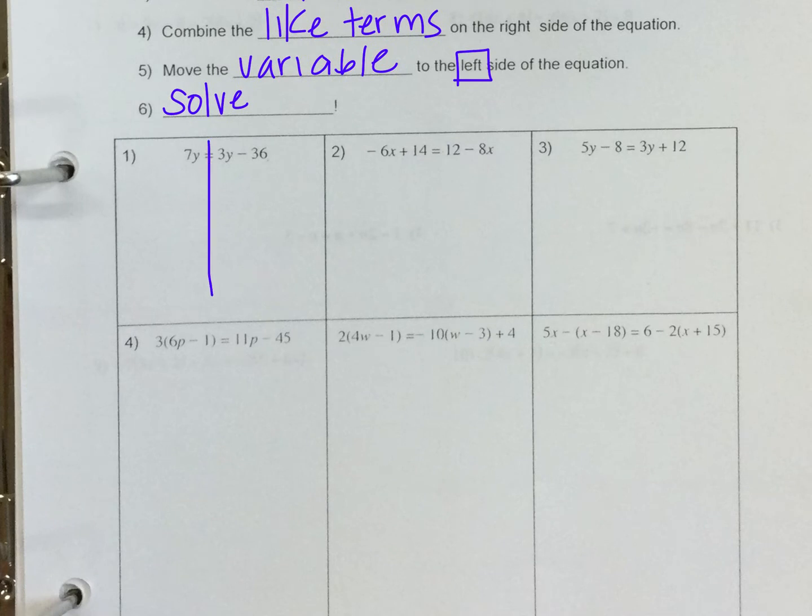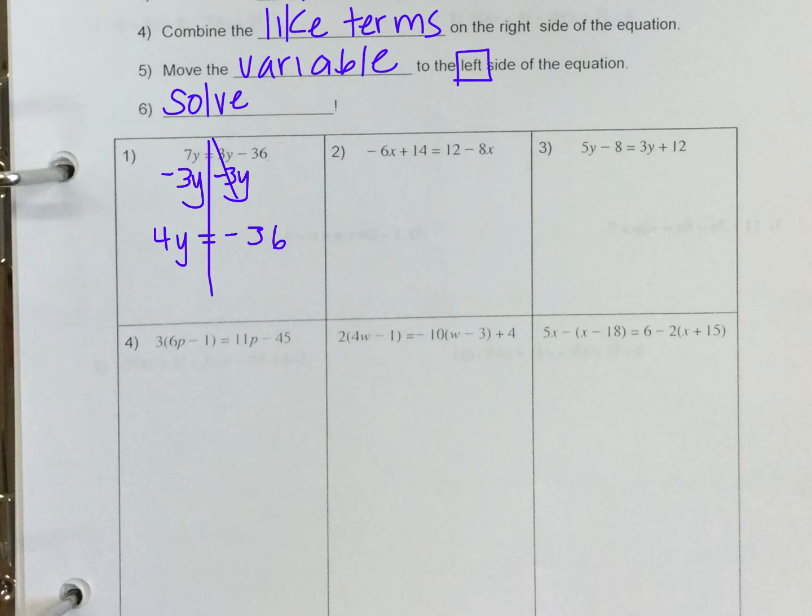All right, there is nothing to do right here on the left side. There's nothing to distribute on the right. I can't combine those, so I need to go ahead and move down to this step 5. Move the variables to the left side of the equation. So how do I move a positive 3y? I'm going to subtract 3y. It goes from the right to the left. Now I have 4y equals negative 36.